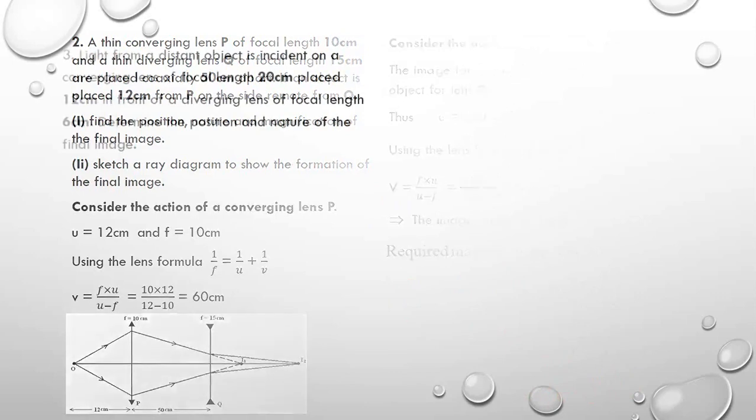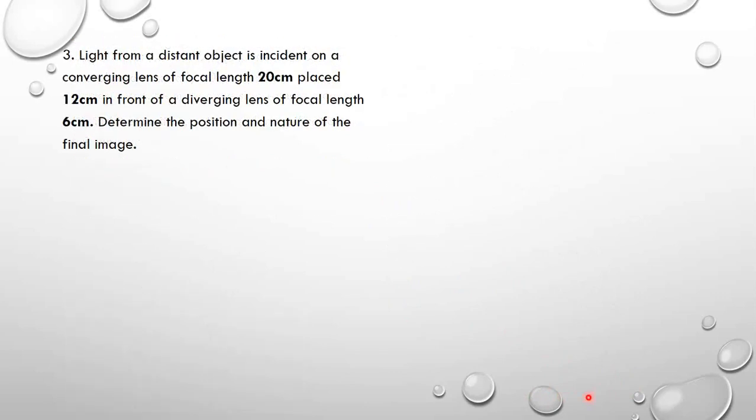Let's look at the next question. Light from a distant object is incident on a converging lens of focal length 20 centimeters placed 12 centimeters in front of a diverging lens of focal length 6 centimeters. Determine the position and nature of the final image.